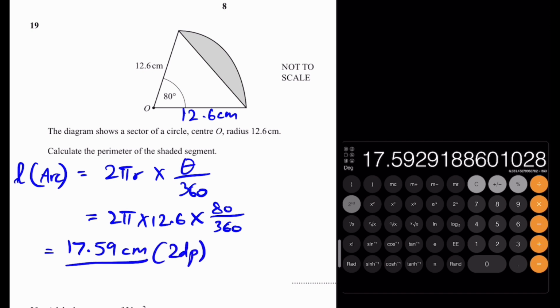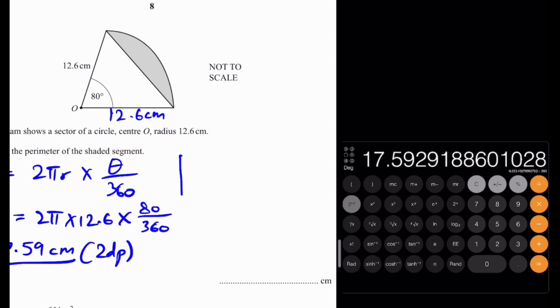Now, we need to find this straight line. Then we can find the perimeter of the shaded segment. We can use the cosine rule for this. So, let's just divide this here.